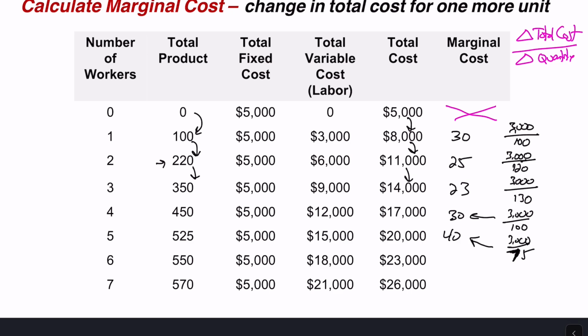Okay, and I'll leave the last two for you to fill in and be able to calculate those. Right. So what I want you to be able to do on the exam, if I show you a table like this, I can ask you, what's the marginal cost of moving from 3 workers to 4 workers? What's the marginal cost of moving from 5 workers to 6 workers, and so on, from a table like this?